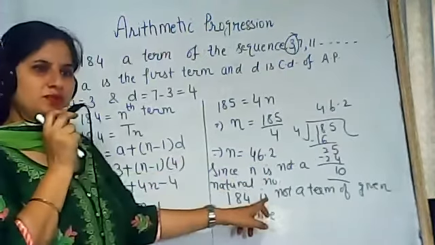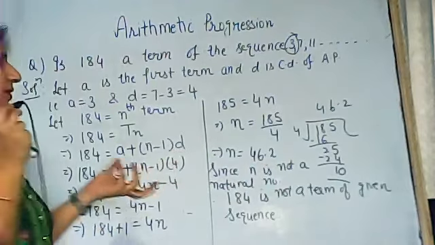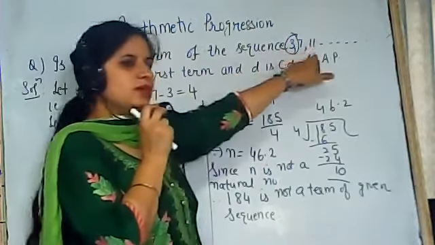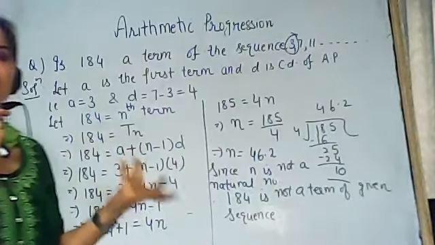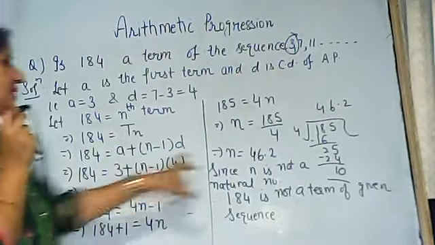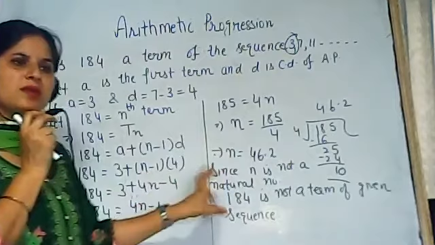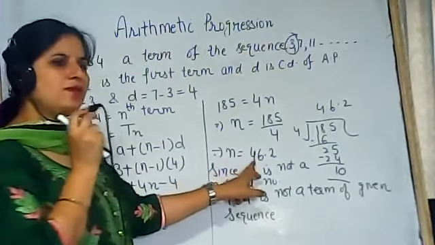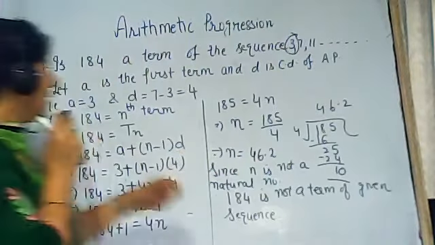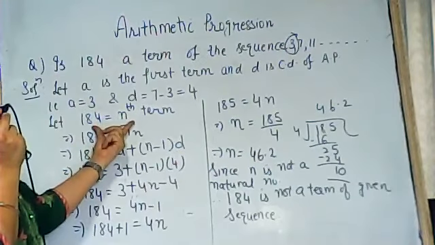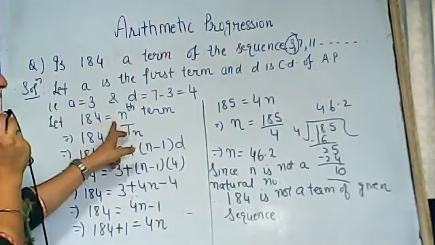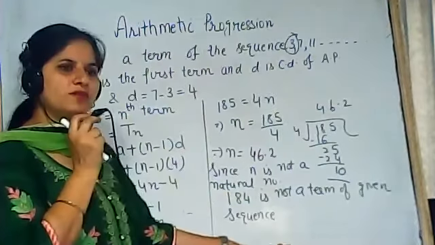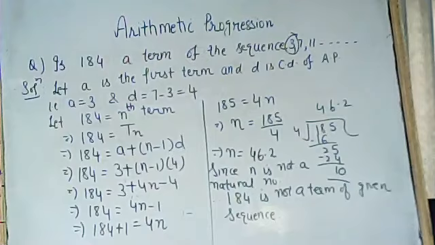N is always a natural number. Natural number means you can say it is a counting number, like first term, second term, third term, fourth term. We never say 4.5th term or 6.2th term. It means the value of n is always a counting number, or you can say a natural number. Now in this case, we get the value of n in decimal, which is not a natural number. It means our assumption is wrong. Hence, we can say 184 is not a term of the given sequence. So, beta, this is the solution of this example. Please have a look at this question.